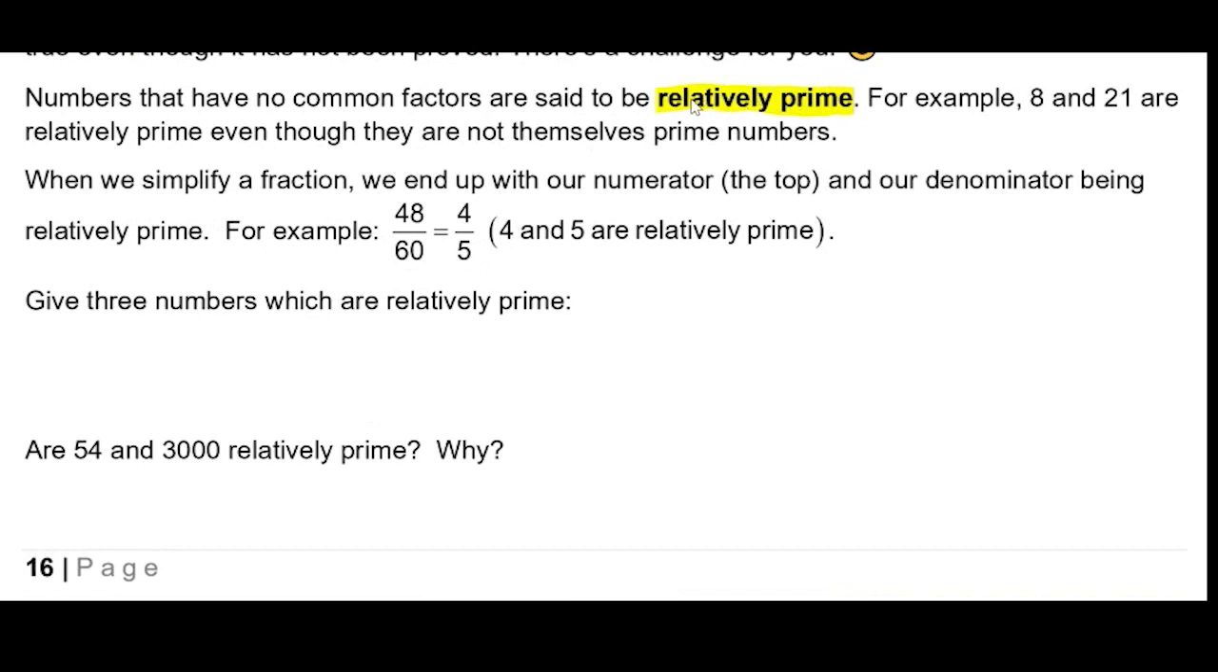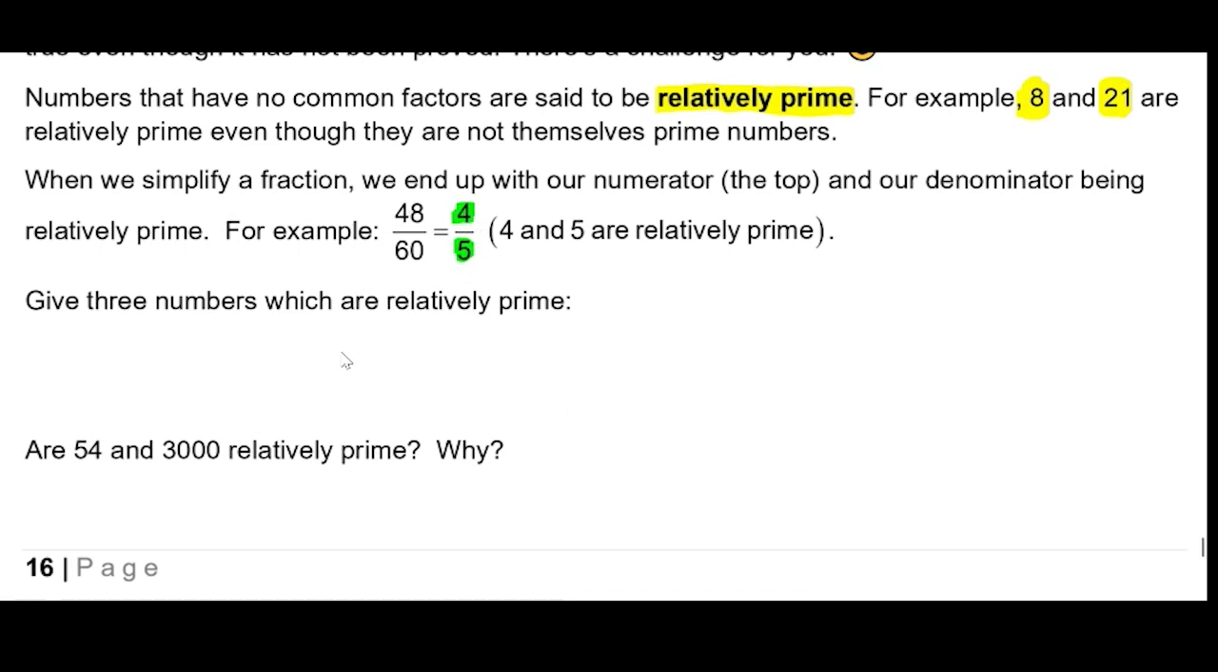Numbers that have no common factors are said to be relatively prime, right? So for example, 8 and 21 are relatively prime. There's nothing that goes into both of them apart from 1. They're not prime numbers themselves. Now this has an important tie-in with when we simplify a fraction, for example, 48 over 60. If we divide both the top and the bottom by 12, we get 4 over 5. When a fraction is in its simplest form, the numerator and the denominator are relatively prime. They're not necessarily prime, but they share no common factors.